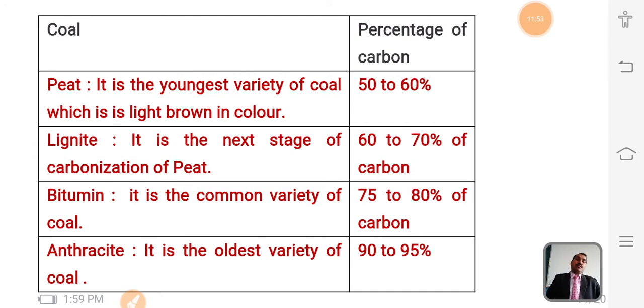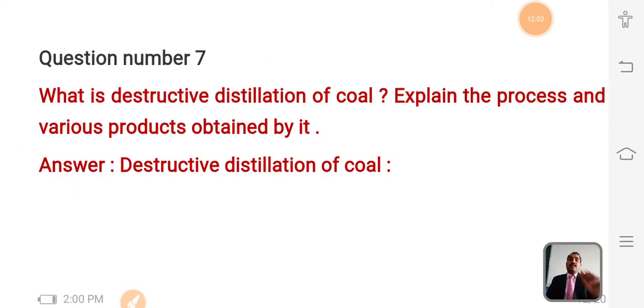Last is anthracite. It is the oldest variety of coal. It contains 90 to 95% carbon. Now question number 7. What is the destructive distillation of coal? Explain the process and the various products obtained by it.